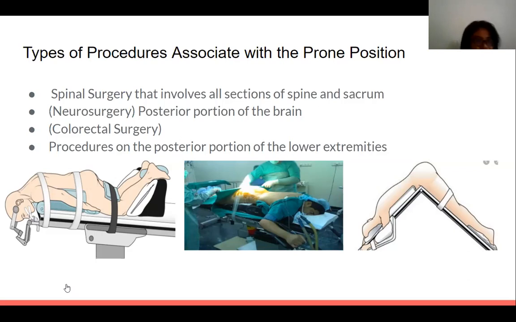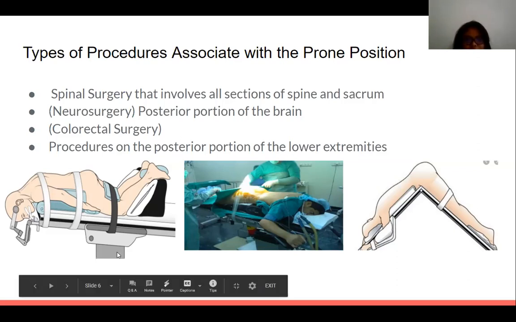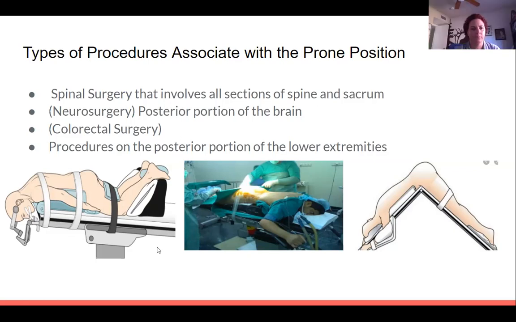You got it. And also the lower extremities of the leg, like the back portion of the leg as well. I'm assuming that this lower left picture is done for like neck and like for the back, for neurosurgery of the posterior portion of the brain. Yep. I'm guessing. And these are pictures I found as well. And I'm done. Thank you.